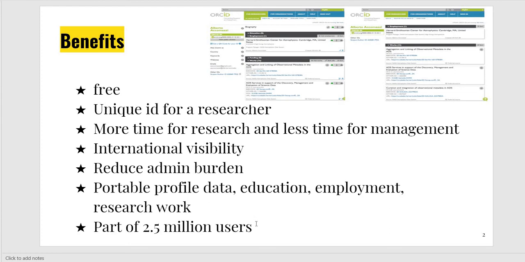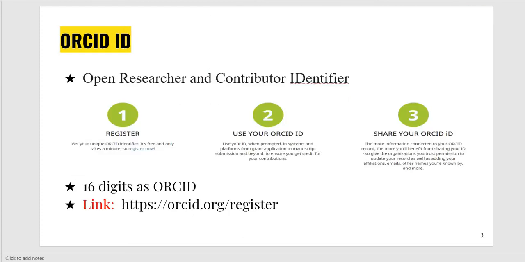More than 2.5 million scholars have chosen this ORCID. So why not you? You should also make an account in ORCID, Open Researcher and Contributor Identifier. First of all, you will register yourself, then you will use your ORCID in your CV, in any funding application, in your job search, and you should share your ORCID through different platforms.